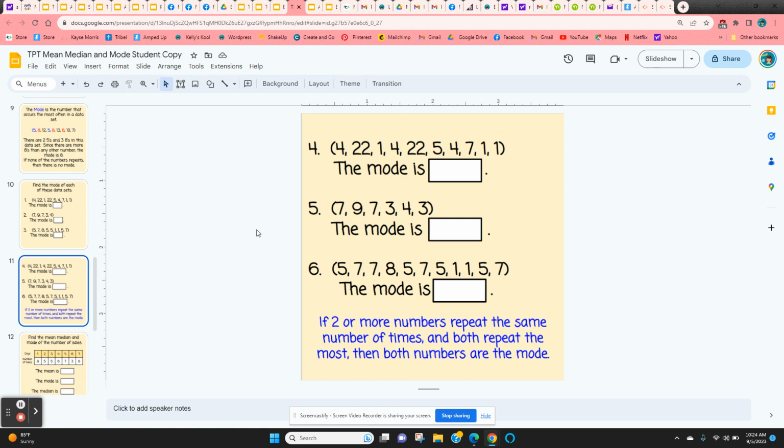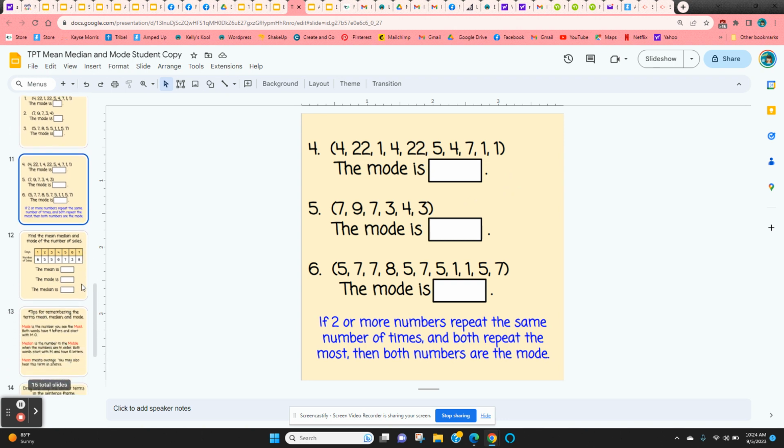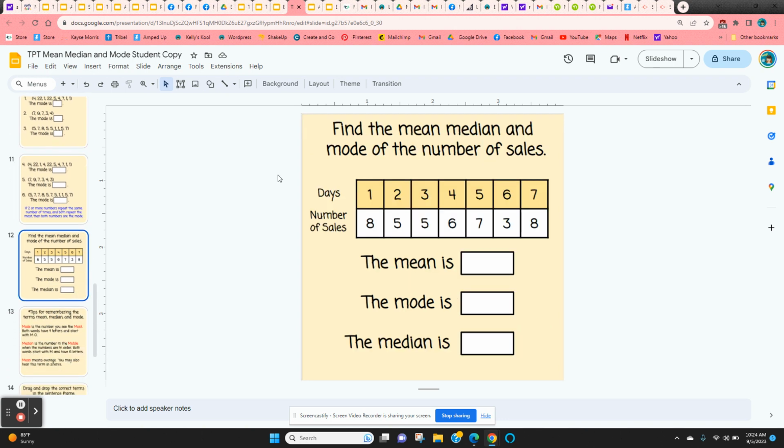And on slide 11, in this case, these 3 cases, there will be more than one mode because they've got 2 numbers that actually tie for the most. So they have to type in 2 numbers. Then we have a data set here. Students are going to find the mean, the mode, and the median of this set of data.